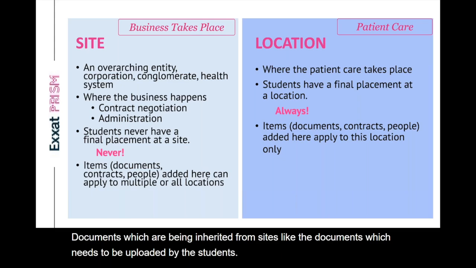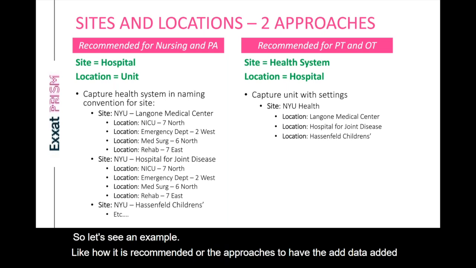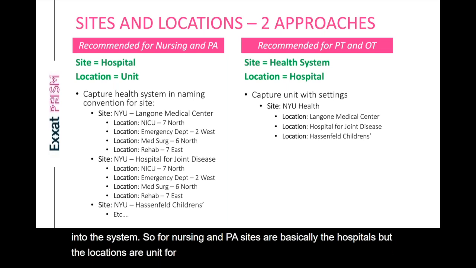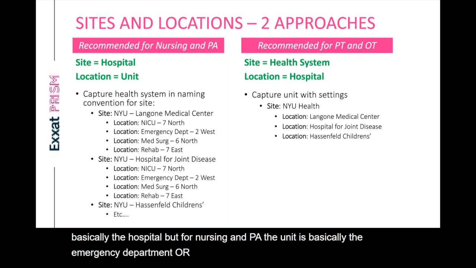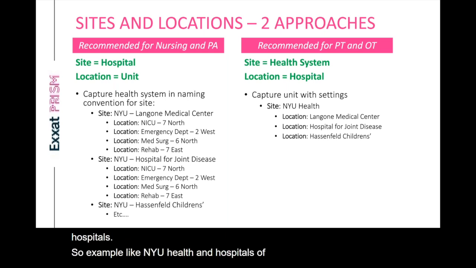So let's see an example of the recommended approach to getting data added into the system. For nursing and PA, sites are basically the hospitals, but the locations are units. For example, NYU Langone Medical Center is basically the hospital, but for nursing and PA, the unit is basically the emergency department or the med surge. For PT and OT, sites are basically the health system and the locations are hospitals. So for example, NYU Health and Hospital for Joint Diseases is basically the hospital.